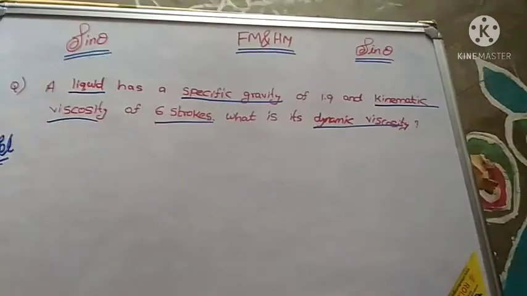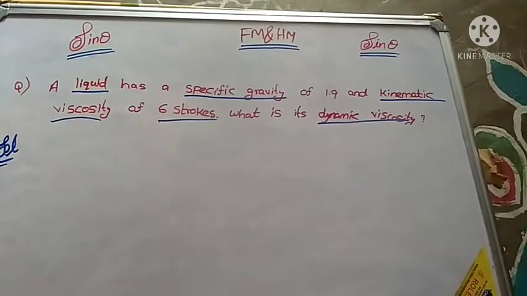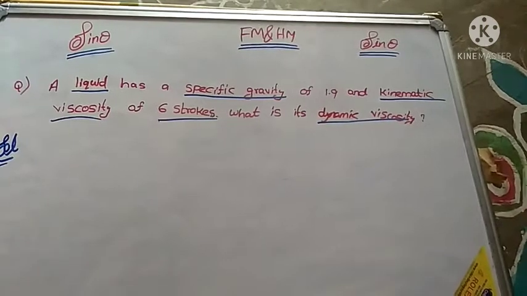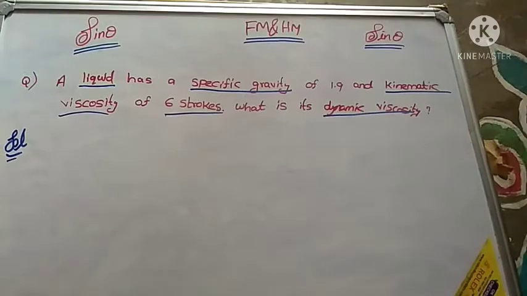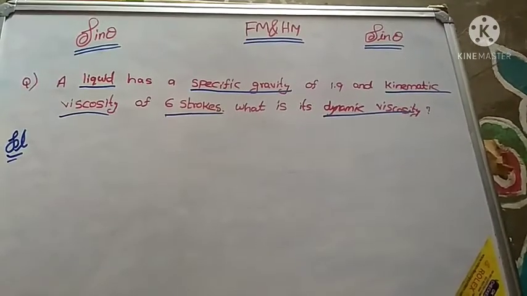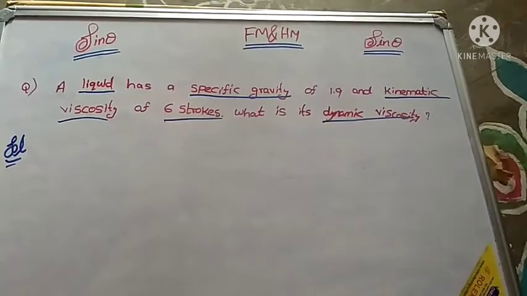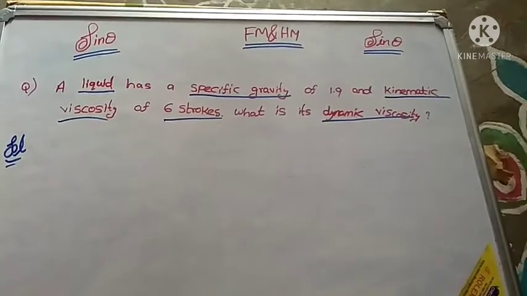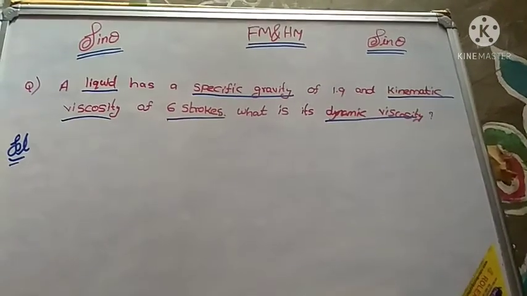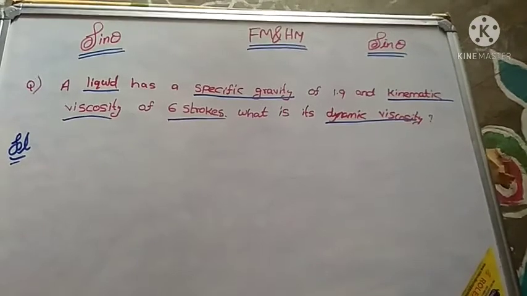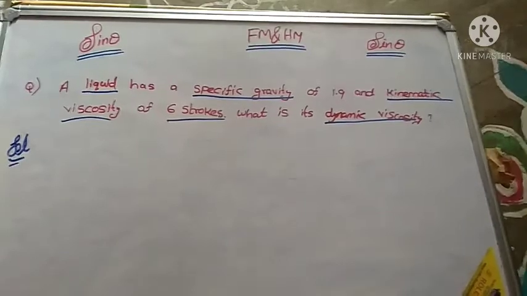First of all, the problem. A liquid has a specific gravity of 1.9 and kinematic viscosity of 6 stokes. What is its dynamic viscosity? What they are giving is specific gravity and kinematic viscosity, and what we have to find out is dynamic viscosity. We already know about these three concepts. These three are properties of fluids. So here we know the specific gravity, kinematic viscosity and dynamic viscosity formulas, and we are using these three formulas to get the dynamic viscosity that they are asking.